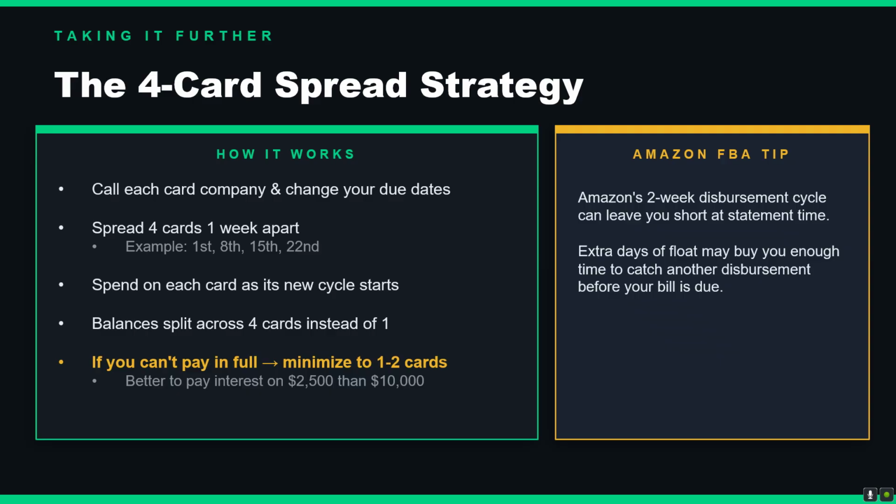And this is going to be a problem with Amazon sellers. If you're on the standard 2-week disbursement cycle and you get caught off cycle, you might not have enough time to pay off the balance. And so that's kind of why the other perk of getting 55 days to pay off the balance is there.